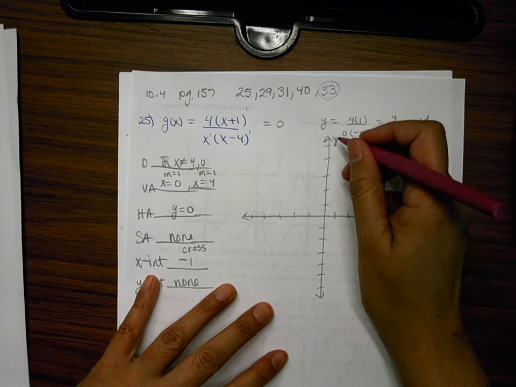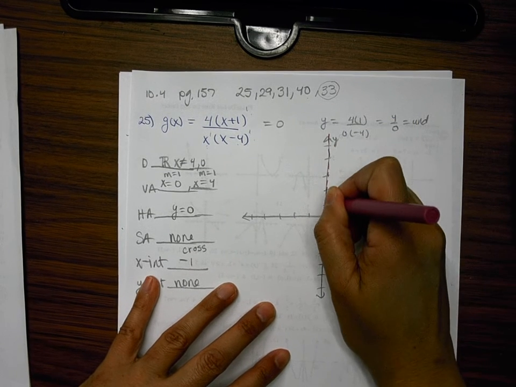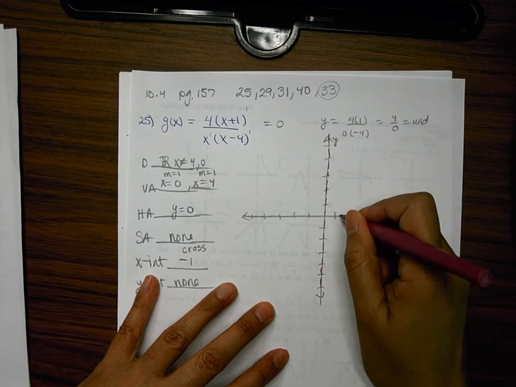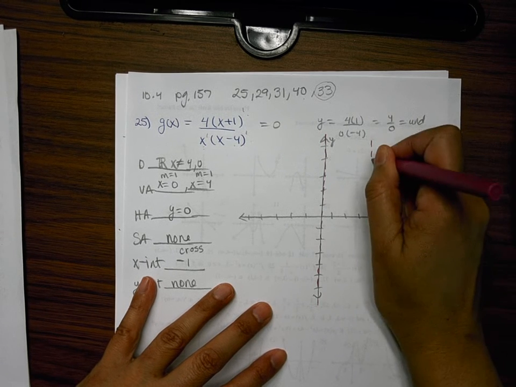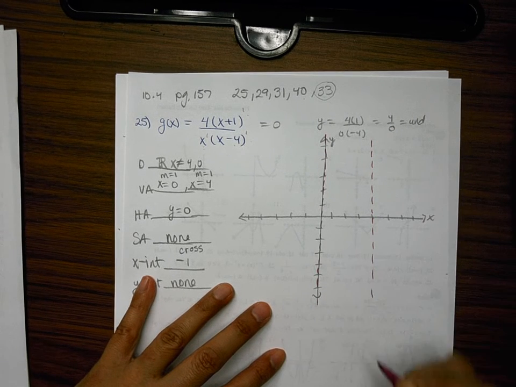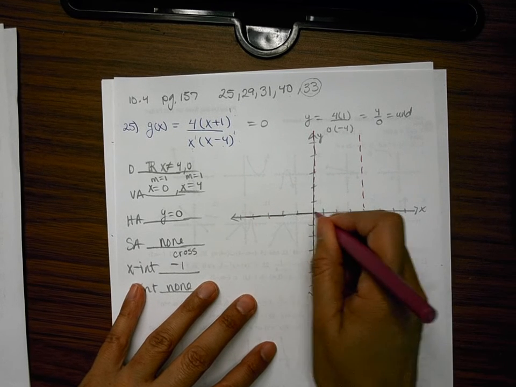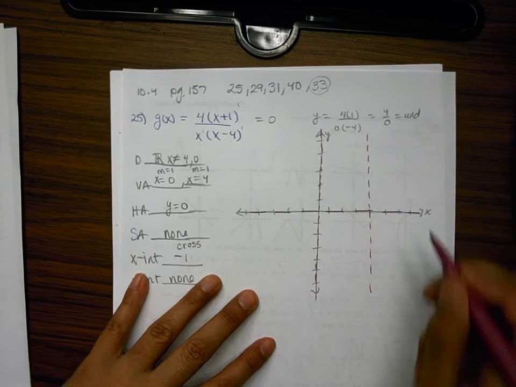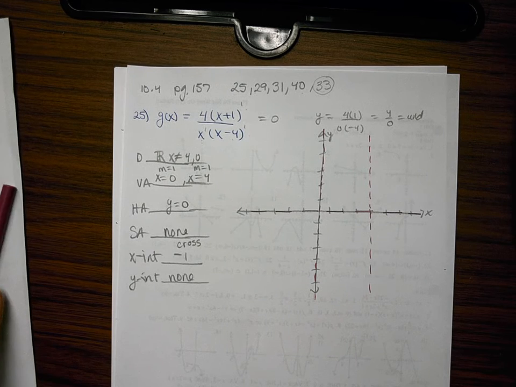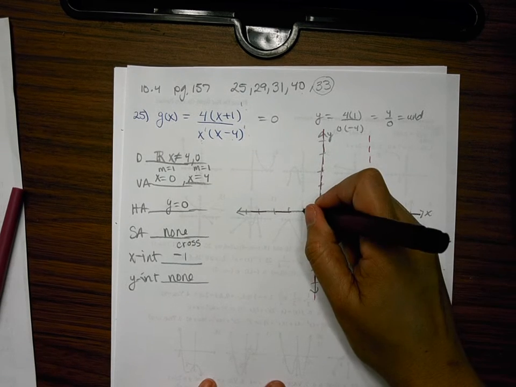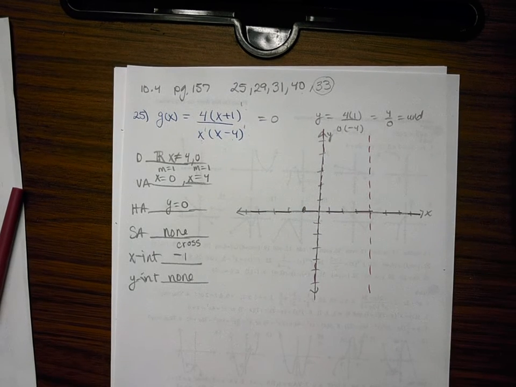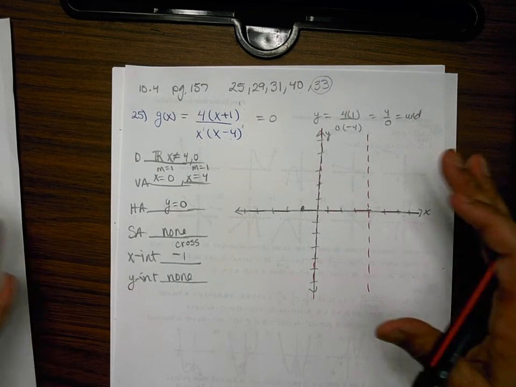Vertical asymptotes at x equals 0 and x equals 4. 1, 2, 3, 4. And horizontal at 0, which means I will have to do a test value. And an x-intercept at -1. And that's it. Okay, right off, this is a trickier one than usual. You won't typically see them like this very often. Occasionally you'll see one like this.